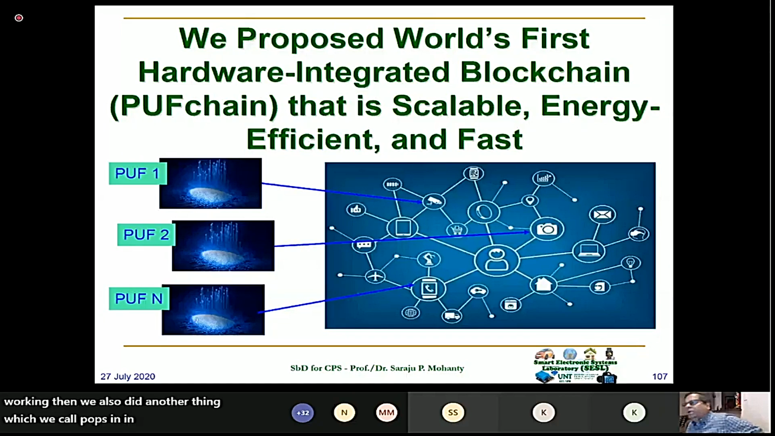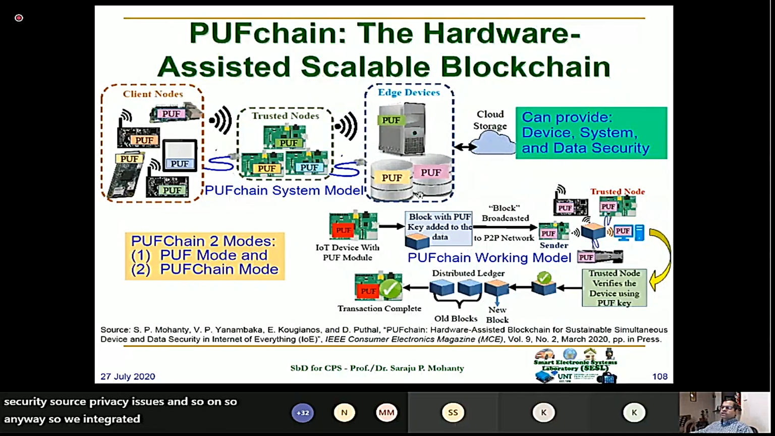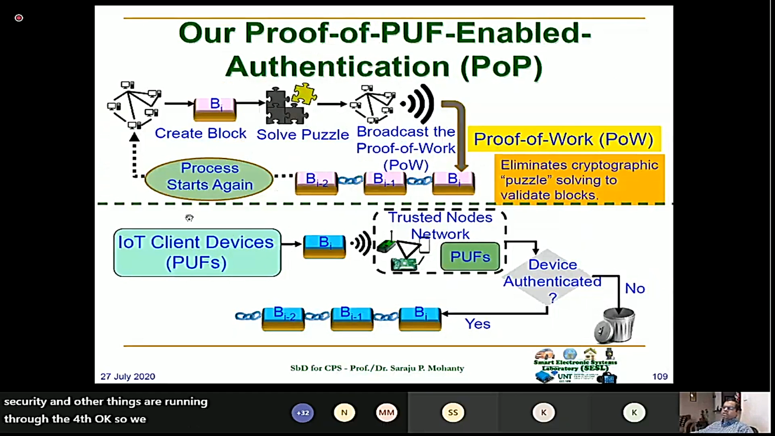Then we also did another thing, what we call PoP chain. In PoP chain, we claim this is the first effort where we are integrating PUF in blockchain. And what is the job of the PUF here? It is to provide security, because blockchain is not necessarily secure, and blockchain has a lot of security issues, privacy issues, and so on. So we integrated, and this is an architecture that we provided for how we can have PUF integrated in the blockchain, and as a result, the consensus, security, and other things are running through the PUF. So we gave different algorithms for authentication.